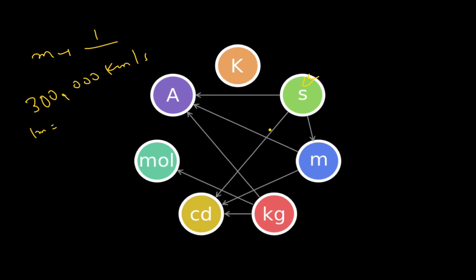So all these units are dependent on each other for their calculation, except Kelvin temperature, which can be calculated on its own. Most of these units are dependent on each other for calculation. So ampere is the electric current, meter is the length, second is the time, kilogram is the mass, candela is the luminous intensity, mole is the amount of substance.